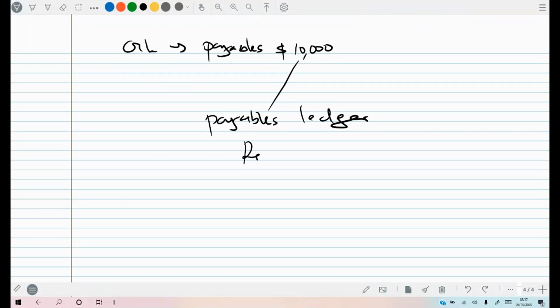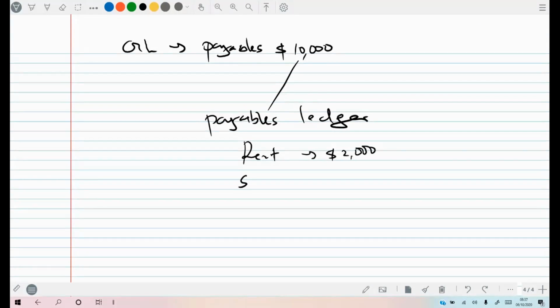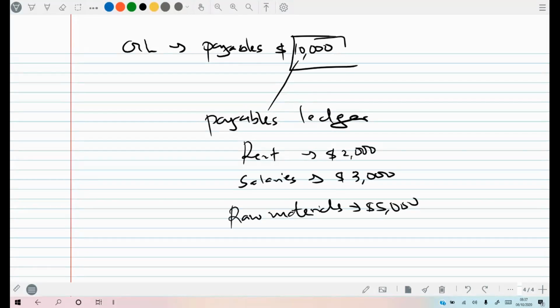From the individual accounts, you can have, for example, rent payable constituting 2,000, salaries payable constituting 3,000, and suppliers for raw materials that are still outstanding, where you have not yet paid for the raw materials, equal to a balance of, for example, 5,000. Therefore, to get the details of the 10,000, you have to go to the payables ledger. You have to go to the individual account that makes up that particular account.